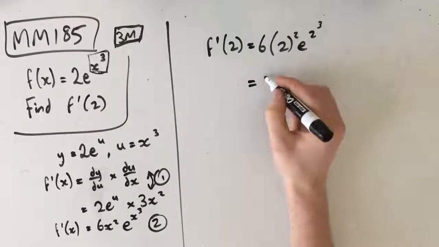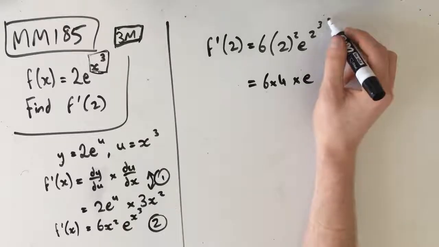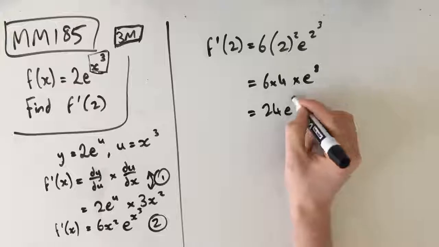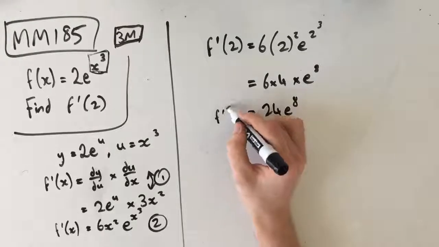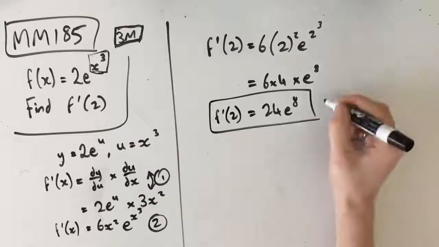So what we get is 6 times 4 times e to the power of 2 cubed. 2 cubed is 8, which means we get e to the power of 8, which means we get 24e to the power of 8. And that's f dash of 2. Square it off with a red pen like that. And that's your third mark.